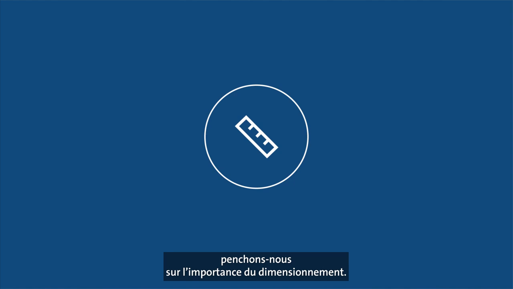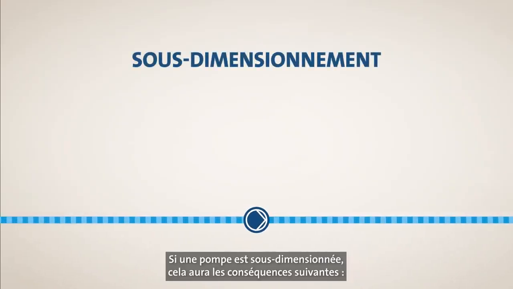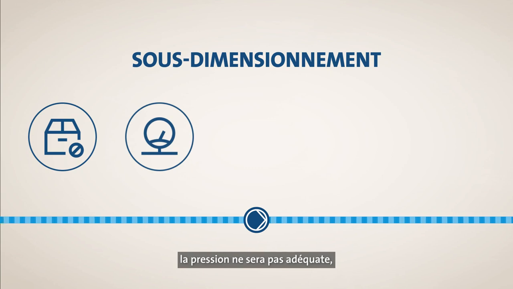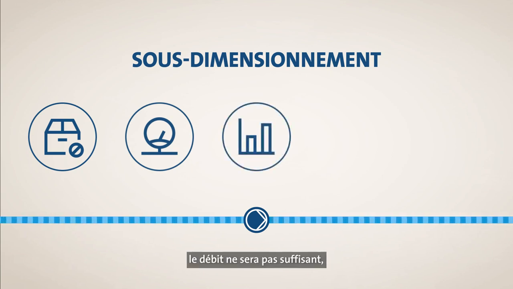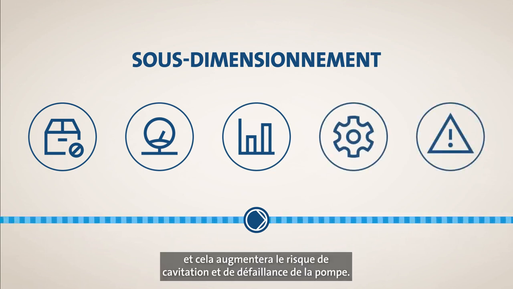For the remainder of this module, let's turn our attention to the importance of sizing. If a pump is undersized, it has the following consequences. It won't deliver what the customer has ordered. It will have inadequate pressure. It will suffer from an insufficient flow rate. The system will be inefficient, and it will increase the risk of cavitation and pump failure.